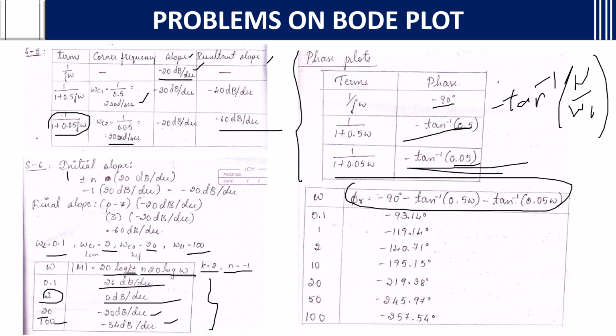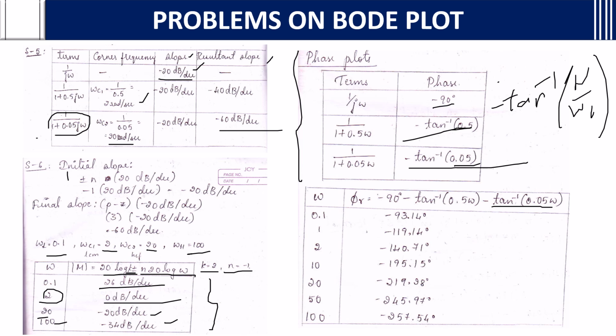See, omega by omega c. Right. Here 0.05 you have put in the place of what? This is 1 by omega c. 1 by omega c value is what? 1 by 2. Right. So omega c value is 2. So 1 by 2 means again you will get 0.5 only. So if you put the value there, you are left with tan inverse of 0.5 omega. So like that you will write the formula. Then minus tan inverse 0.05 omega.